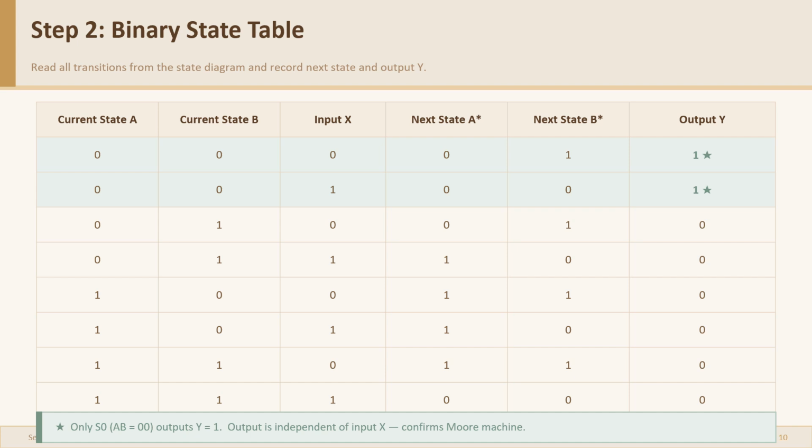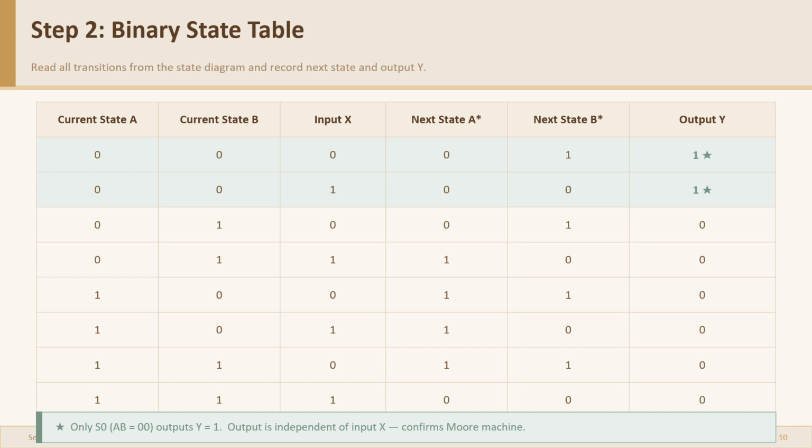State S2, AB equals 10. When x equals 0, it moves to S3. When x equals 1, it stays at S2, a self-loop. The output y equals 0. State S3, AB equals 11. When x equals 0, it stays at S3, a self-loop. When x equals 1, it goes back to S0. The output y equals 0.